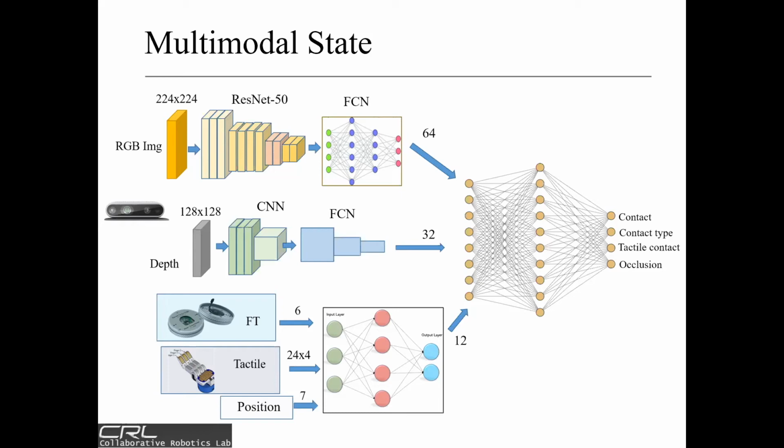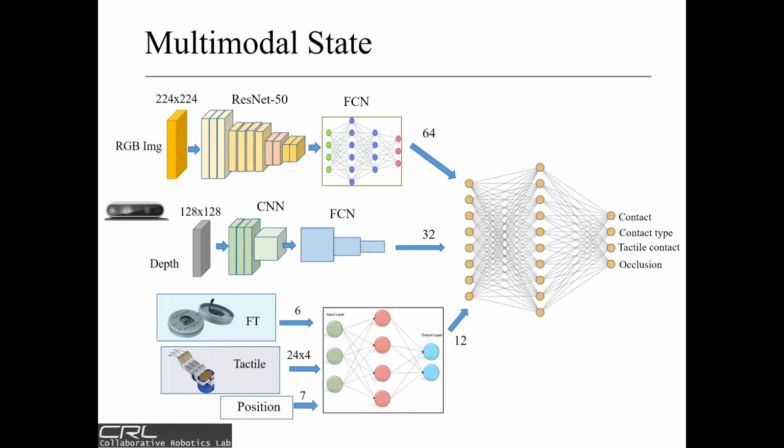So the representation combines information from both color as well as depth images, in addition to the force torque, tactile values, and position values from the robot. The color and depth images are passed through convolutional networks and fully connected networks. And finally, all the features are combined using a fully connected network to form 4 decision variables.